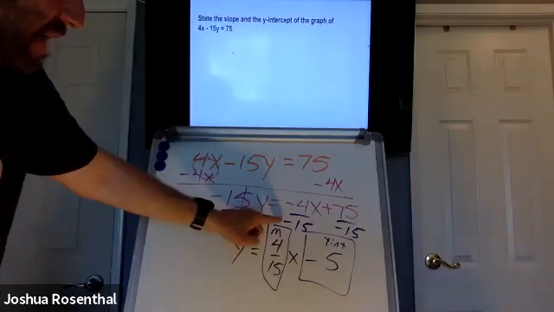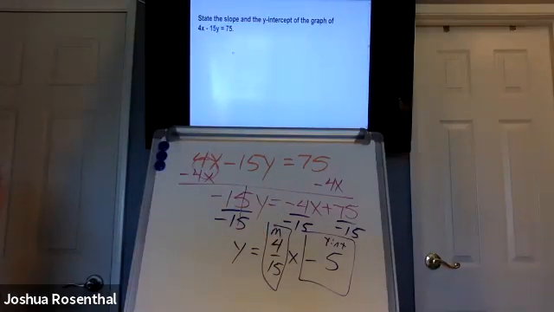Where did the negative go in the slope? Negative divided by a negative. Oh. Questions?